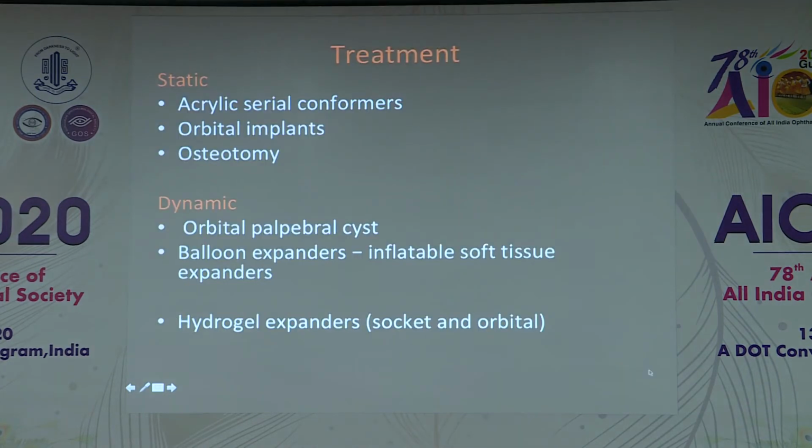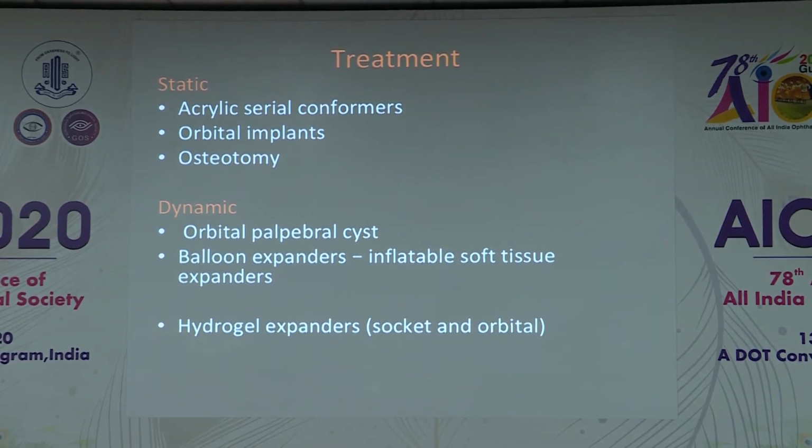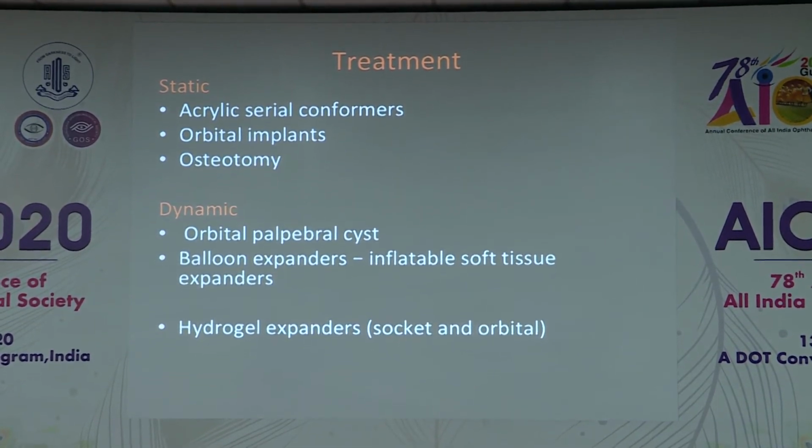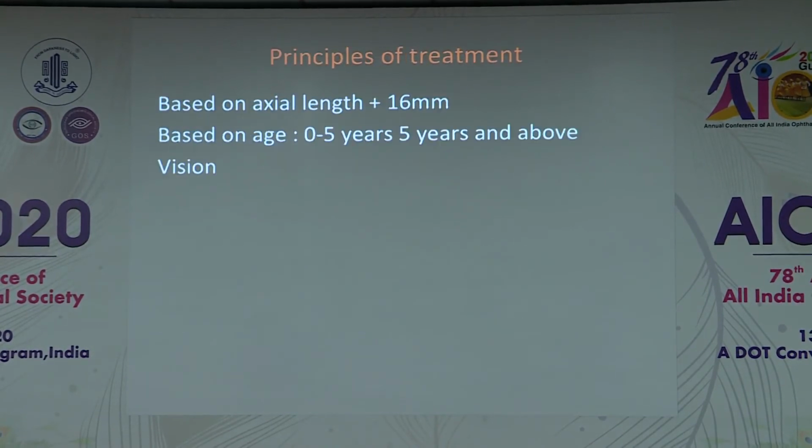So treatment can be broadly divided into static and dynamic. Static is things such as acrylic conformers, implants, and any cranial adjustments, which I'm not going to be talking about. And dynamic, such as orbital palpable cysts, which act as a dynamic thing, which is something that I'm going to talk about, balloon expanders and hydrogel expanders.